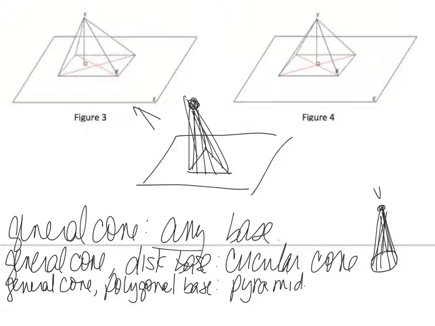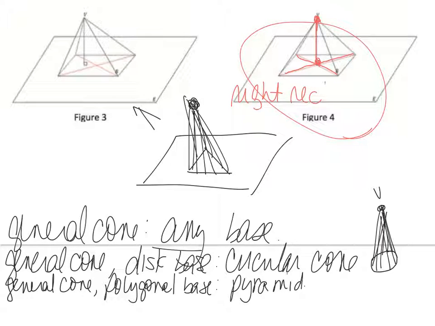A general cone whose vertex lies on the perpendicular line to the base and passes through the center of the base is a right cone. We have that example right here. Right there, we've got right into the center where the two diagonals meet. Where these two diagonals meet is the center of the base, and the vertex makes a perpendicular point with the base.